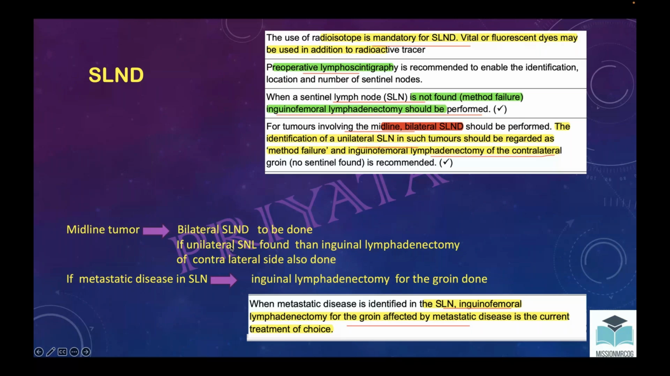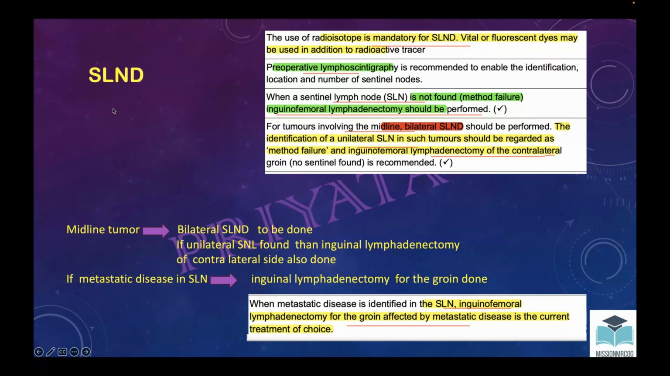Apart from this, if a sentinel lymph node dissection was planned, but they are unable to do so, or if there are some issues, they consider that a method failure. If they are not able to find the sentinel lymph node, they will consider inguinal lymphadenectomy. Because if we are unable to know whether the first lymph node is involved or not, in that situation they will consider a lymphadenectomy. Okay. So that's all about the sentinel lymph node dissection that the guideline says.